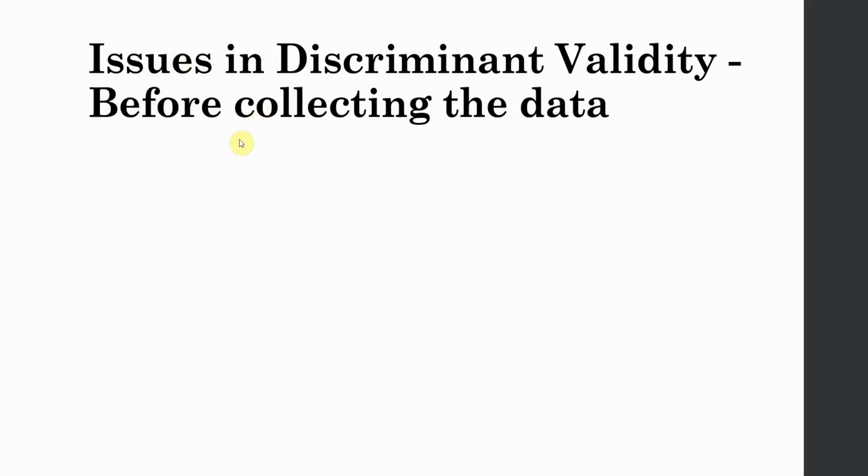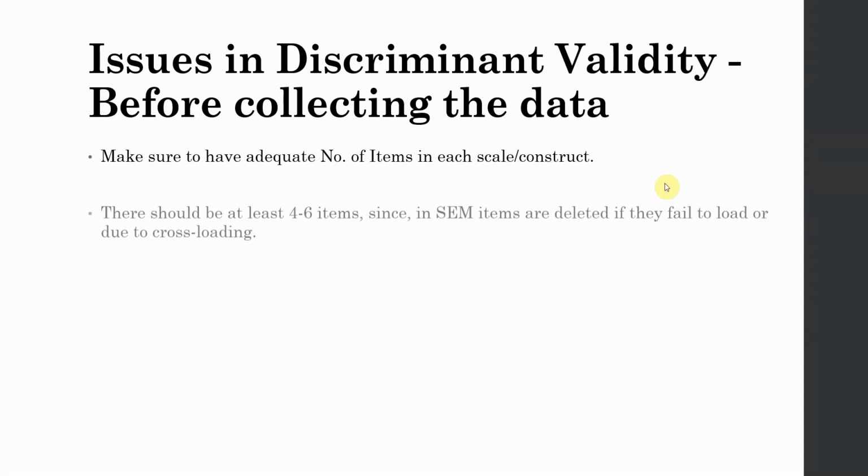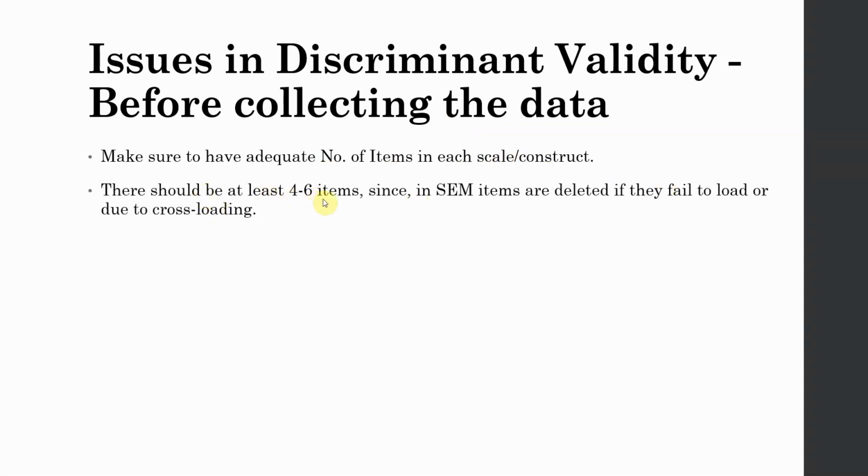Now, what should you do before collecting the data? There are always precautions that must be taken before the data is actually collected. The first one is to make sure you have an adequate number of items in each scale or construct. There should be at least 4 to 6 items, since in SEM items are deleted if they fail to load or due to cross loadings. You should have adequate space for yourself if you've got low loadings or if items are cross loading. Normally, it is preferred to have at least 4 to 6 items.